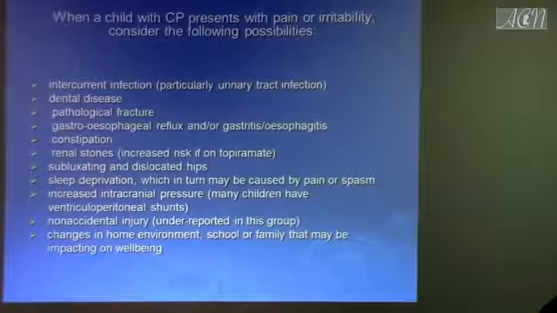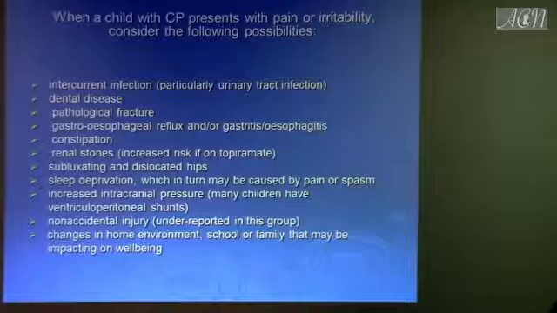Now, when a child with CP presents with pain or irritability, consider the following possibilities. Recurrent infection, especially UTI. Dental disease, because a lot of them have poor dental hygiene, especially in our countries here. Pathological fracture. Why do we get pathological fractures? Because they are a lot of the time lying down, they are not moving, and they lose calcium from their bones, okay? Also a lot of them have seizures and are on seizure medication, and seizure medication causes you to lose more calcium, right? So always keep this in mind.